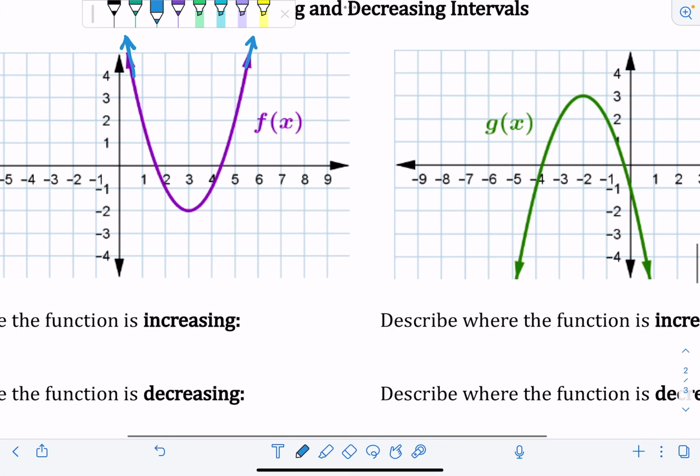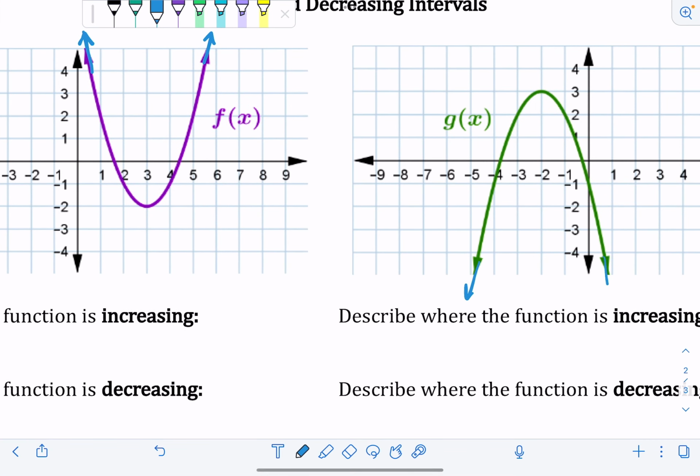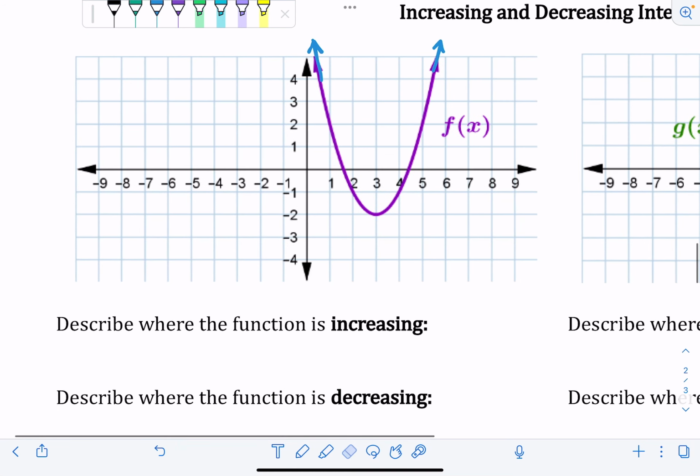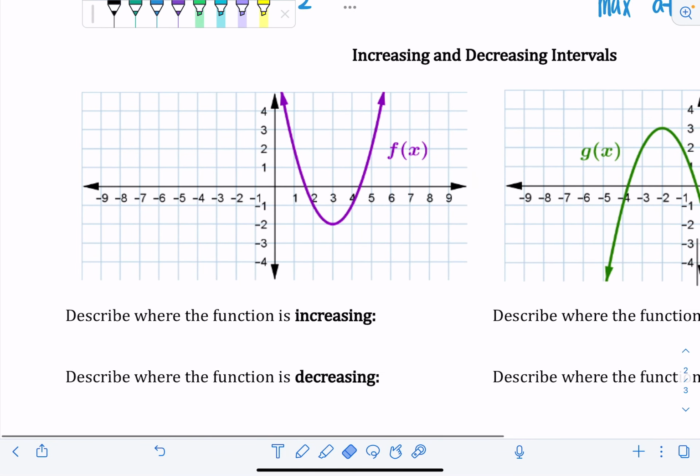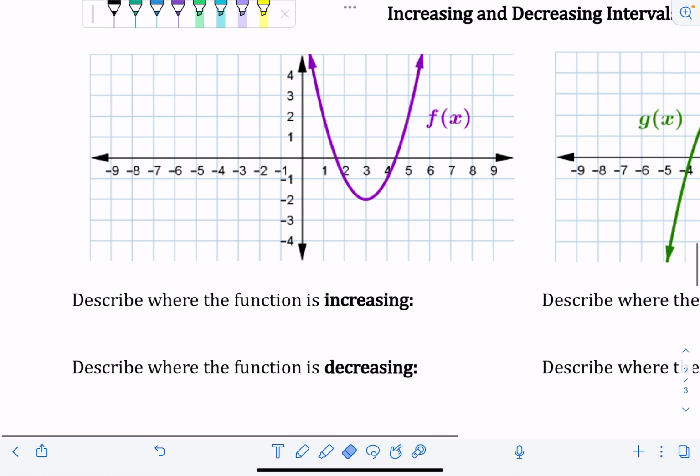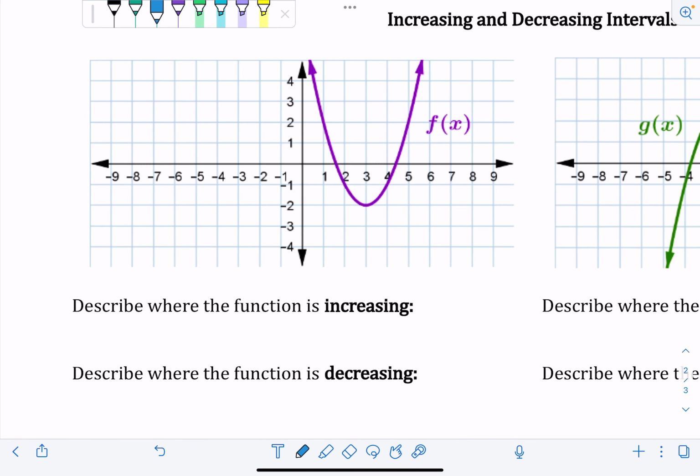And then this graph is decreasing as a whole because it's opening down. But there are portions of the graph that are increasing and portions that are decreasing once we break it down. To figure those out, we have to follow the graph from left to right. If I follow the graph from left to right, it starts off going downward and then it hits the vertex, (3, -2). And after it hits that point, it goes upward.